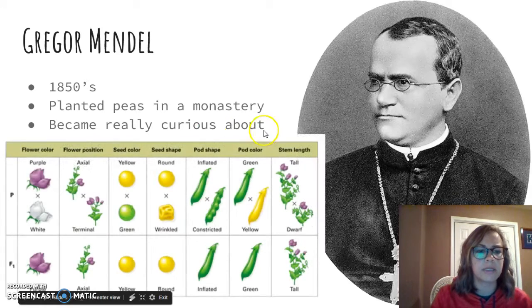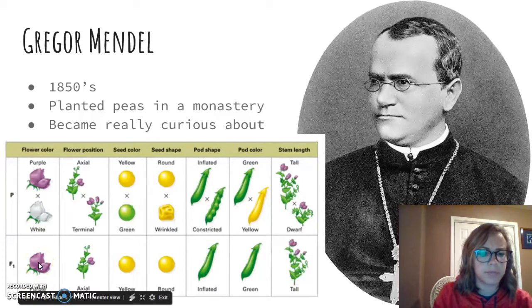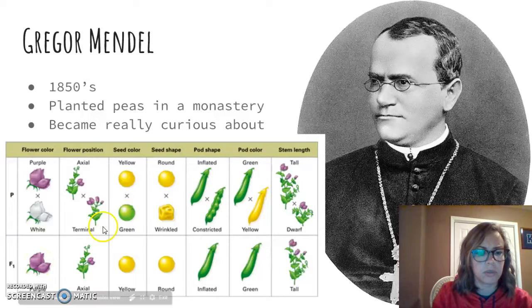So he looked at, okay, if I have a parent in the pea plant that has the flower colors purple and white, right? Both the parents had purple and white. Why did the offspring all turn purple?